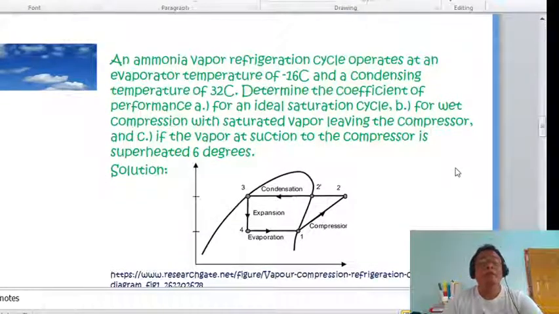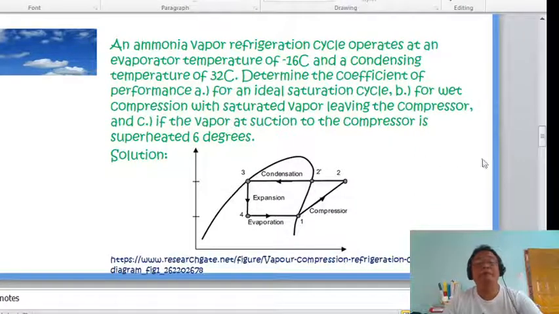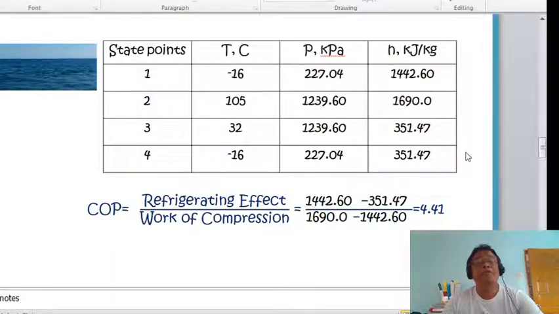So, we have now here, using the table, the pH diagram and the saturated table for ammonia. At state point 1, the temperature is negative 16.